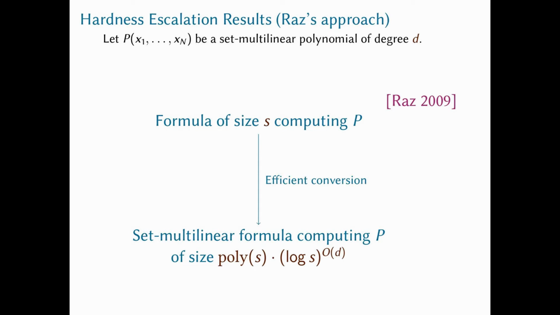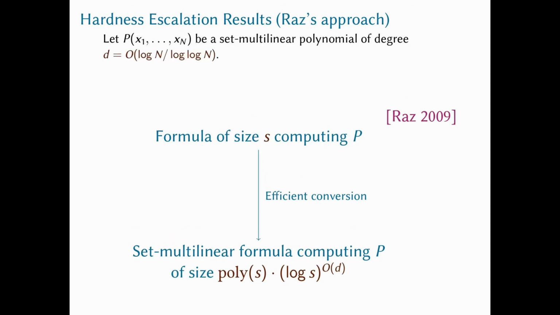more than 10 years ago, that if we can compute a polynomial p by a formula of size s, and our polynomial p is set multilinear, then we can compute it in a set multilinear way with a blow-up in size, but the blow-up is just something like (log s) to something exponential in d.